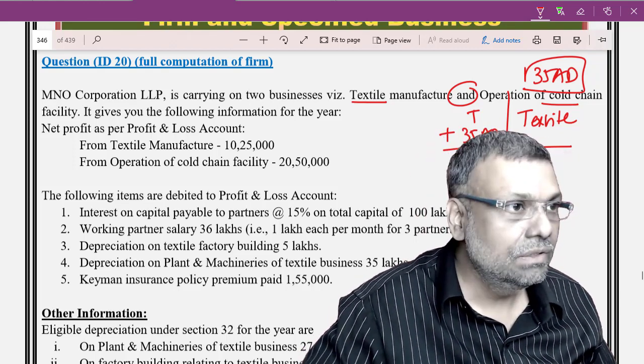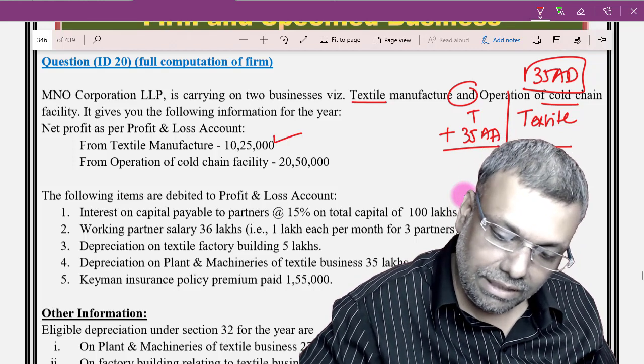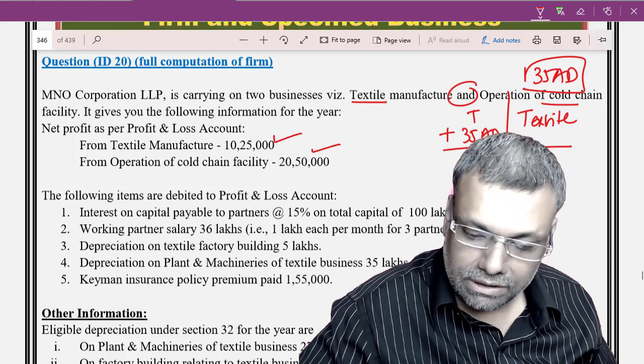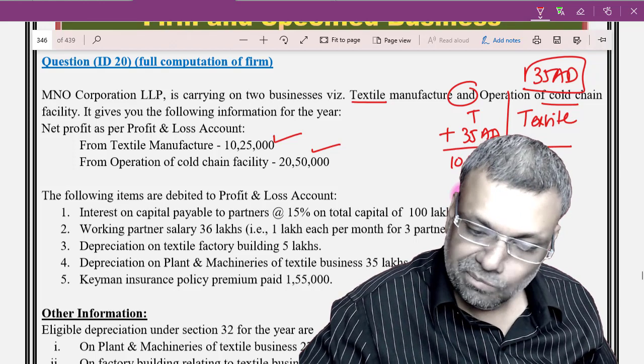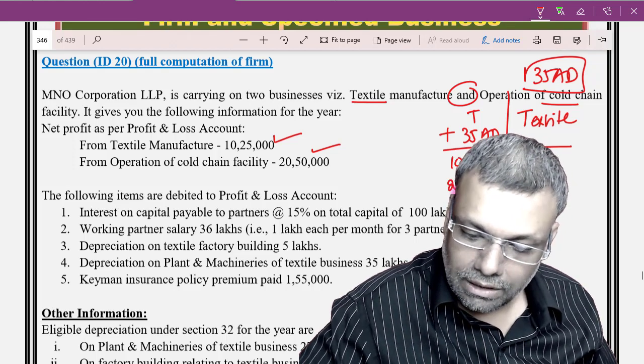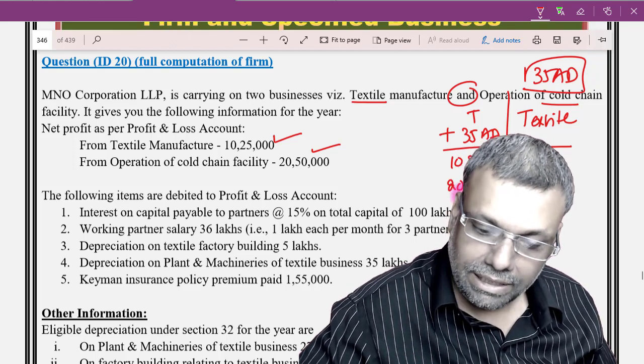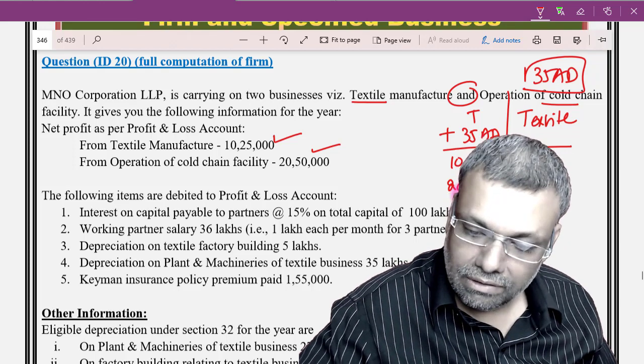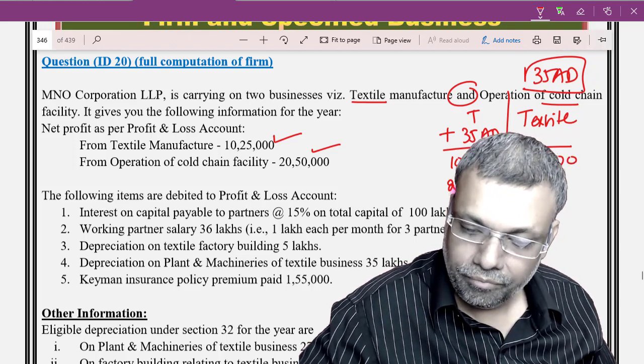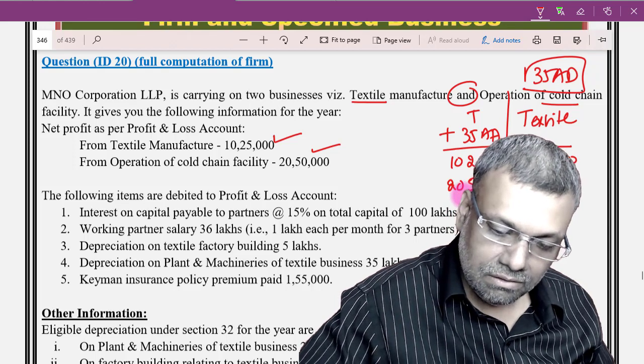Now, first of all, it is textile and cold chain facility. So it is 20 lakh 50,000. Textile is only 10 lakh 25,000.